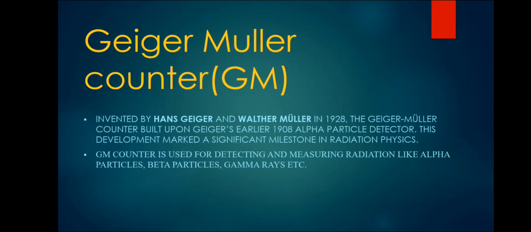The Geiger-Müller counter was invented by Hans Geiger and Walter Müller in 1928. It built upon Geiger's earlier 1908 alpha particle detector. This development marked a significant milestone in radiation physics. The GM counter is used for detecting and measuring radiations like alpha particles, beta particles, and gamma rays. Here I'll be focusing on the detailed explanation of the working, construction, curve or graph of the GM counter, and also the merits and demerits of the GM counter.